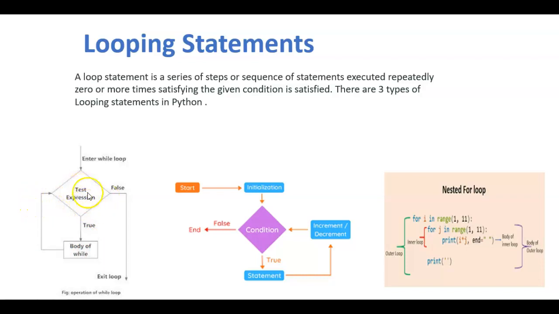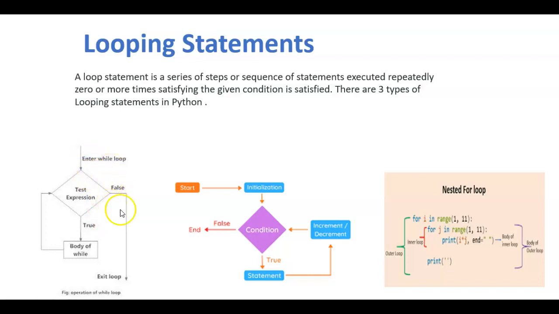Check whether this condition is true or not. Assume that it is true. Again, the body of the while is executed. So as long as this condition is satisfied, that many times the body of the while will get executed. If the condition or test expression is false, the loop gets exited. So this is the flowchart of the while loop.